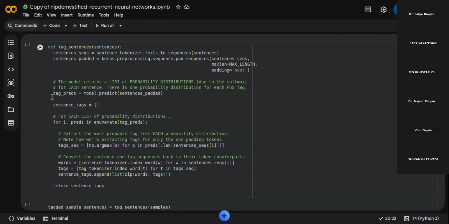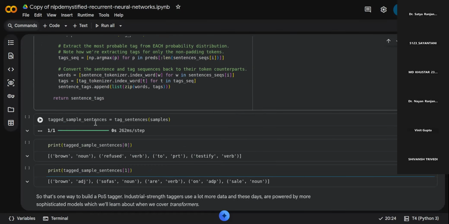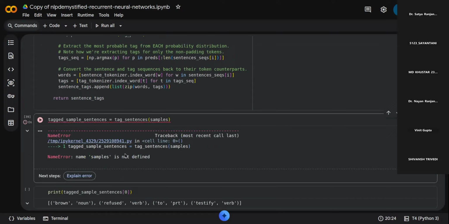When you predict, it will give you some target predictions, because there are 20 predictions for every sentence. That prediction will be used to find out which is argmax, means use argmax to find out which tag has maximum probability. That will be the output. So this is the function. Now you just pass here. Now I am calling tag sentence samples. Just pass this.